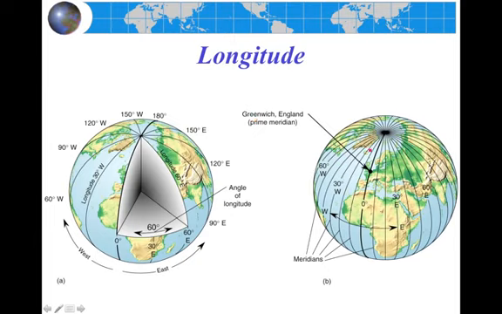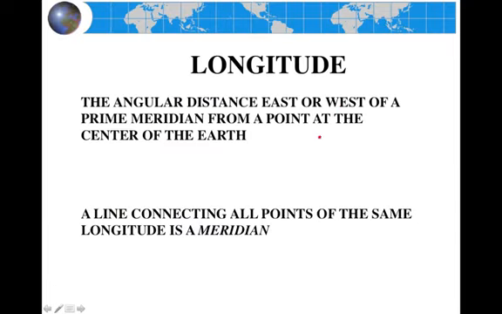So that's 0, and your angular distance is west or east of that prime meridian. So it's 0 to 180 degrees east, and 0 to 180 degrees west. Angular distance east or west of the prime meridian. Lines connecting all points of longitude are meridians. So parallels of latitude, meridians of longitude. Make sure you remember that. It's on the test numerous times.